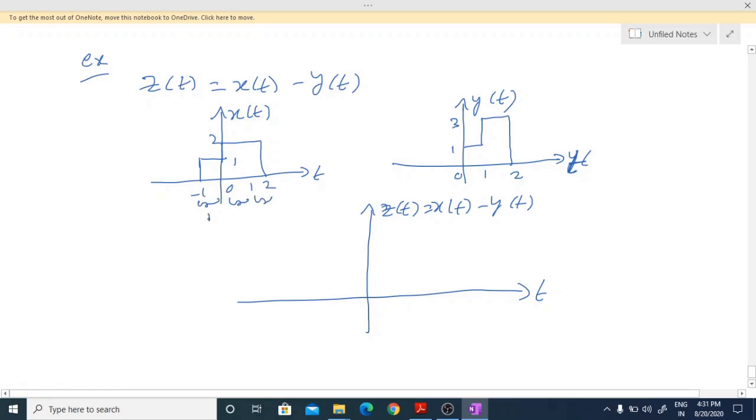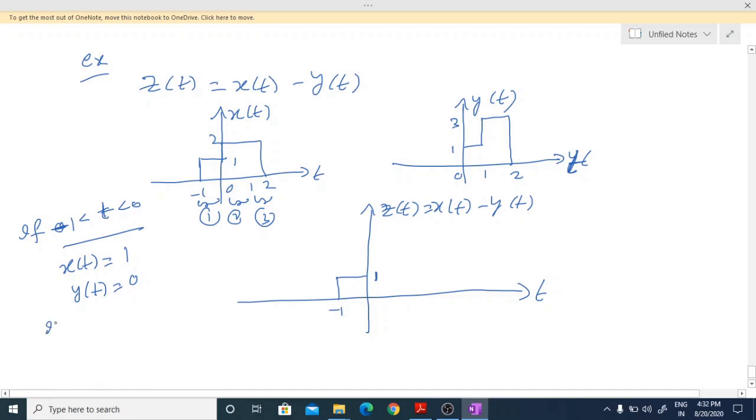Three regions. The first region is -1 to 0, where the amplitudes are constant, the second region is 0 to 1, and the third region is 1 to 2. Now, if t is in between -1 to 0, the x of t amplitude is 1 and the y of t amplitude is equal to 0. If I subtract these two values, 1 minus 0, sorry, 1 minus 0 is 1.